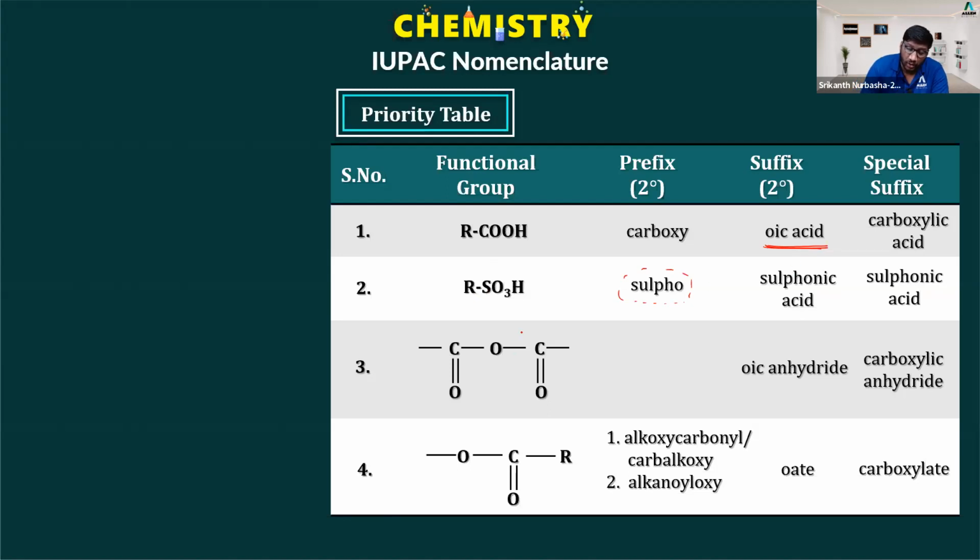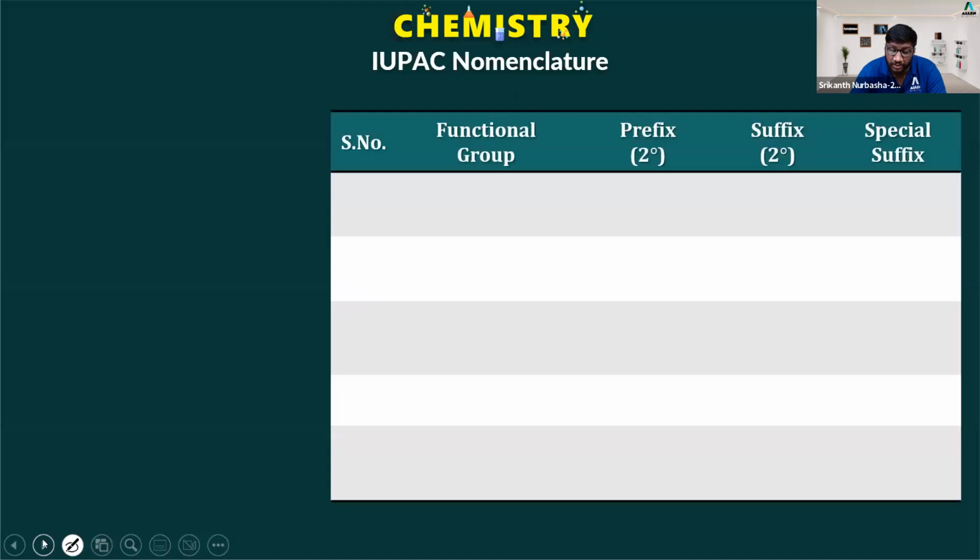C double bond O, C double bond O: it has the suffix oic anhydride, carboxylic anhydride. R-C double bond O-OR, it is alkoxycarbonyl or carbalkoxy. This is going to be the prefix and the suffix is going to be oate. Special suffix is carboxylate. Like that, we are going to define the prefix, suffix, and special suffix for all types of functional groups.